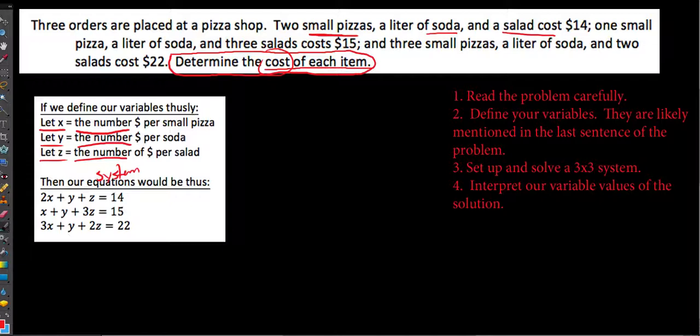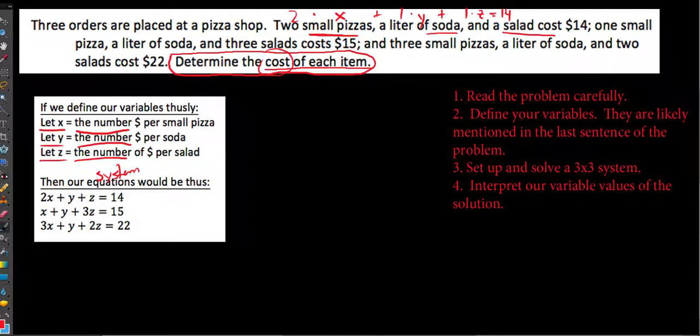So for instance, if you want to know where I'm getting this 2x plus y plus z equals 14, it said 2 small pizzas, which the cost of a small pizza is our x, so 2 of these x's. And so plus 1 liter of soda, which we're representing y to represent the cost of that, plus 1 salad, so 1 times the cost of a salad. This should come out to be $14 here. So as you read through this, we can set up our constraints based on the verbiage in the problem. So, a small pizza plus a liter of soda plus 3 salads was $15. You can see that that's what my constraint says, but that's what it also says in the problem.